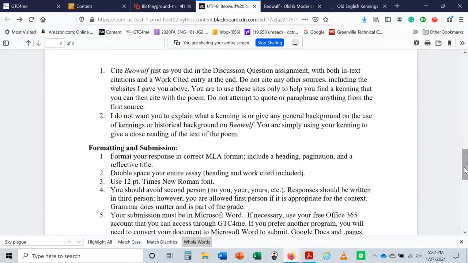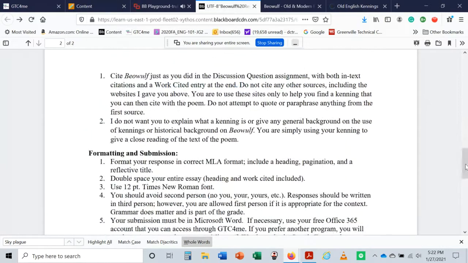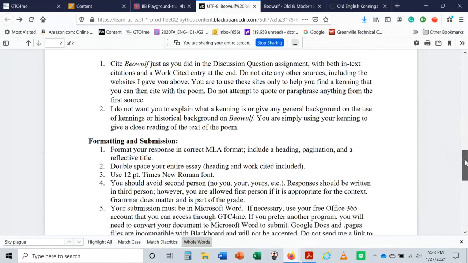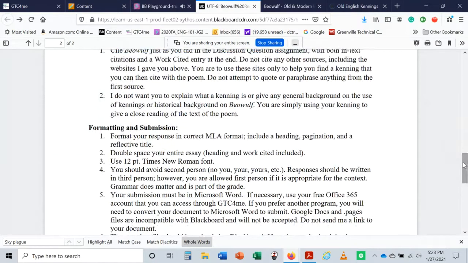So for citations, cite Beowulf just as you did in the discussion question assignment. I'll make that assignment available to you so you can go in and see the examples I gave of the citations. I don't want you to explain what a kenning is or give any general background on the use of kennings or historical background of Beowulf, as I said before. You're just using this kenning to give a close reading of the text.